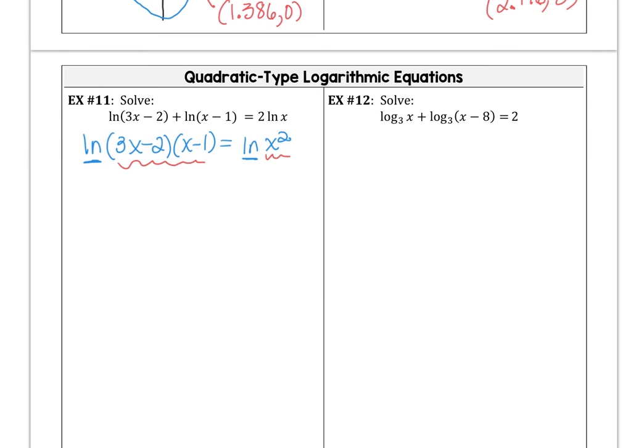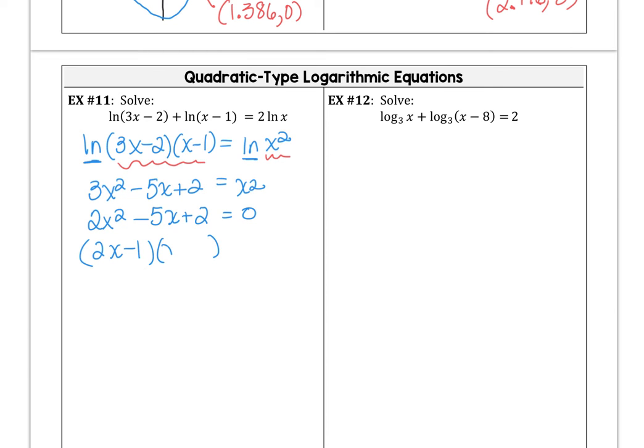Setting the arguments equal and distributing 3x minus 2 times x minus 1, we get 3x squared minus 5x plus 2 is equal to x squared. Collecting like terms, 2x squared minus 5x plus 2 is equal to 0. This does factor: 2x minus 1 times x minus 2. And here we have x equals 1/2 and x equals 2.